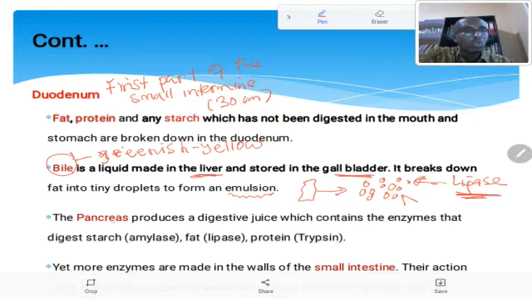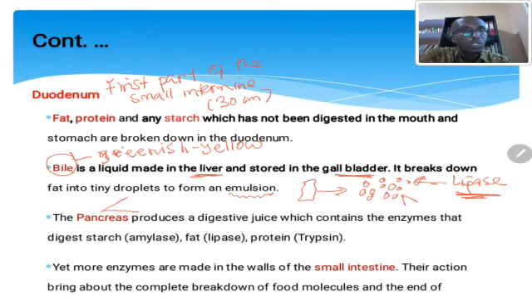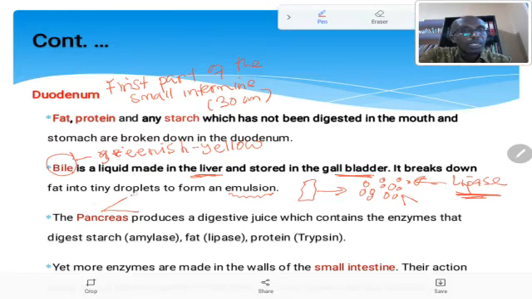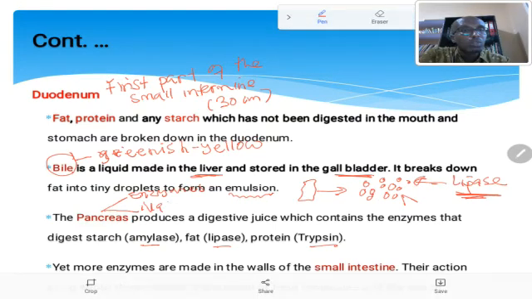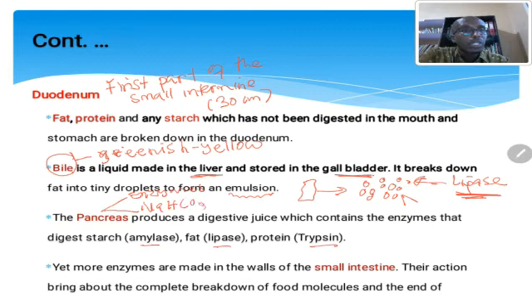The pancreas also releases a liquid which is called pancreatic juice. So pancreatic juice contains enzymes like amylase, lipase, and trypsin, and also substances like sodium hydrogen carbonate. This substance is very important.